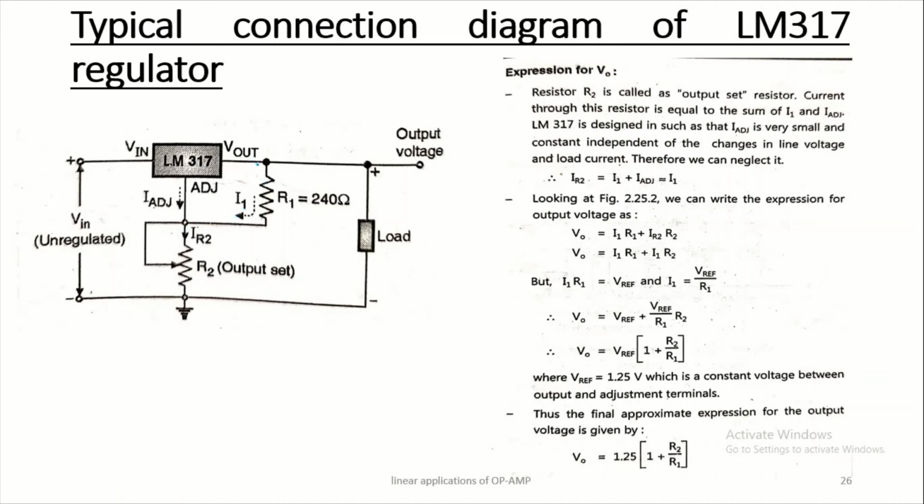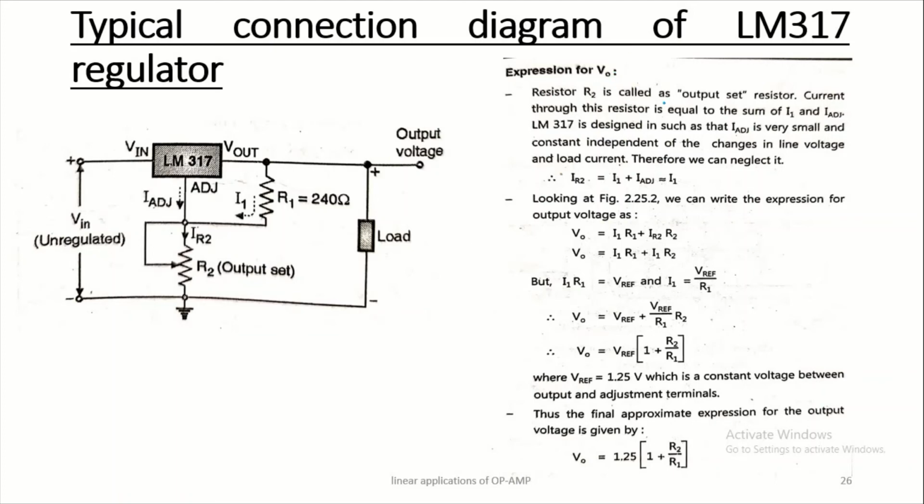The voltage between V output and this terminal is called the V reference voltage, and this is the voltage across the resistance R1. The V reference is a constant voltage, hence the current I1 which flows through R1 is also constant. As this resistor sets the current I1, it is called a current set or program resistor. Now we have to derive the expression for the output voltage V0.